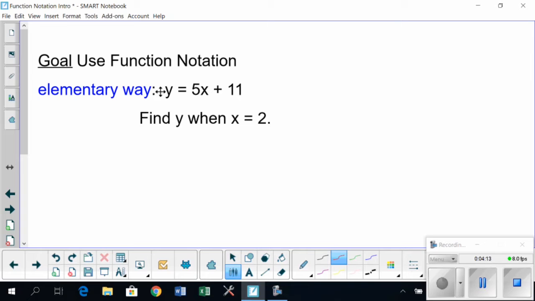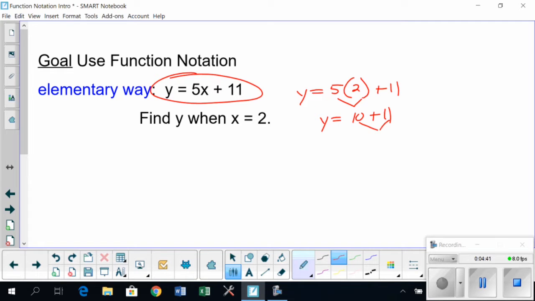When you first start learning functions, and whatever grade you learn them in, typically you would write them, I call it the elementary way. It might look something like this. Y equals 5x plus 11. This is a basic way to write a function. And here's a command. Find y when x is equal to 2. Well, here we could plug 2 in for x. 5 times 2 is 10. 10 plus 11 is 21.